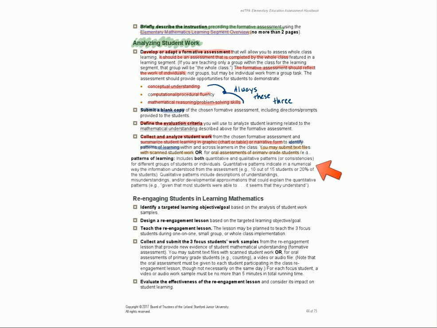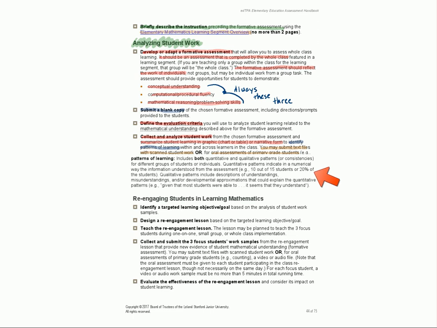Quantitative patterns indicate in a numerical way the information understood from the assessment. For example, 10 out of 15 students or 20% of the students. So when you're writing this up in your commentary, you might want to use this kind of phrasing. 3 of the 15 students, or 8 of the 15 students, or 19 of the 20 students. And that's a good way to describe things quantitatively in terms of patterns of learning. 3 of the 15 students were able to add unlike fractions without procedural error.